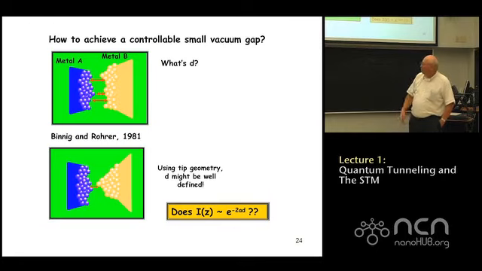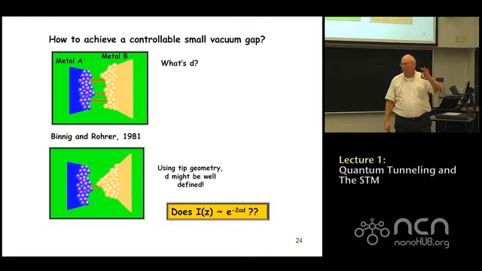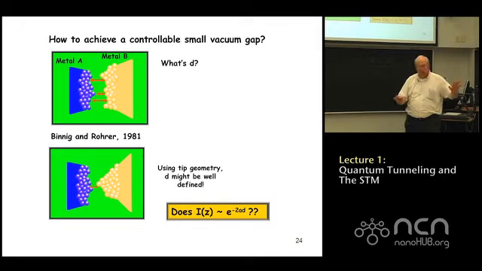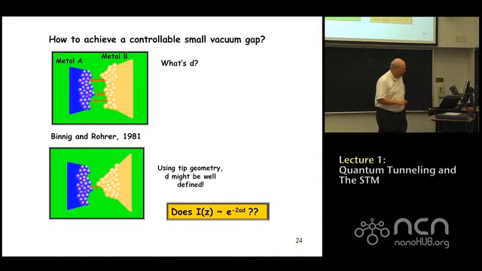It's much, much better to be able to form a sharp tip where there's literally one atom at the end of the tip. If you can form that sharp tip somehow, we'll talk about how to do that, then you're limited to a tunnel current between the lead atom and the substrate, right? And that's exactly the situation you want to be in.